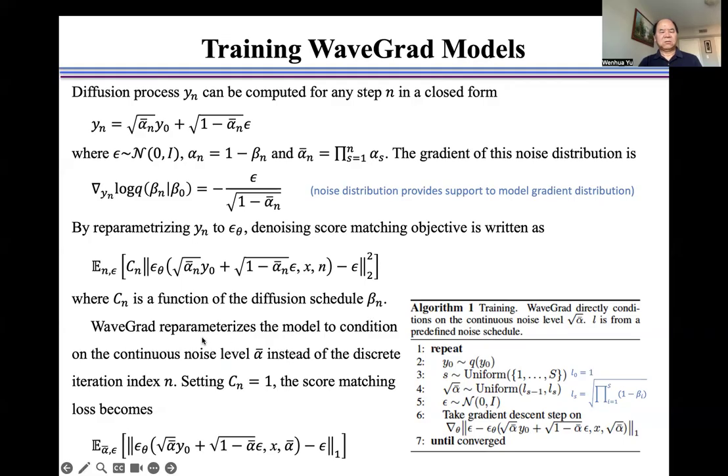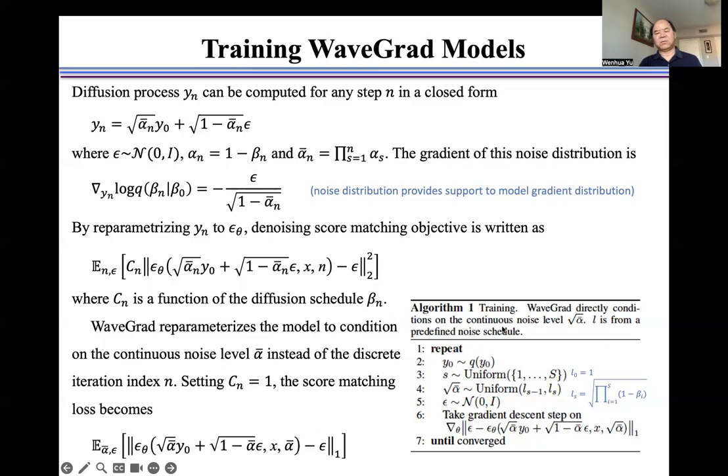WaveGrad reparameterizes the model to condition on the continuous noise level alpha bar instead of the discrete iteration index n. Setting c_n to 1, the score matching loss becomes this formulation.